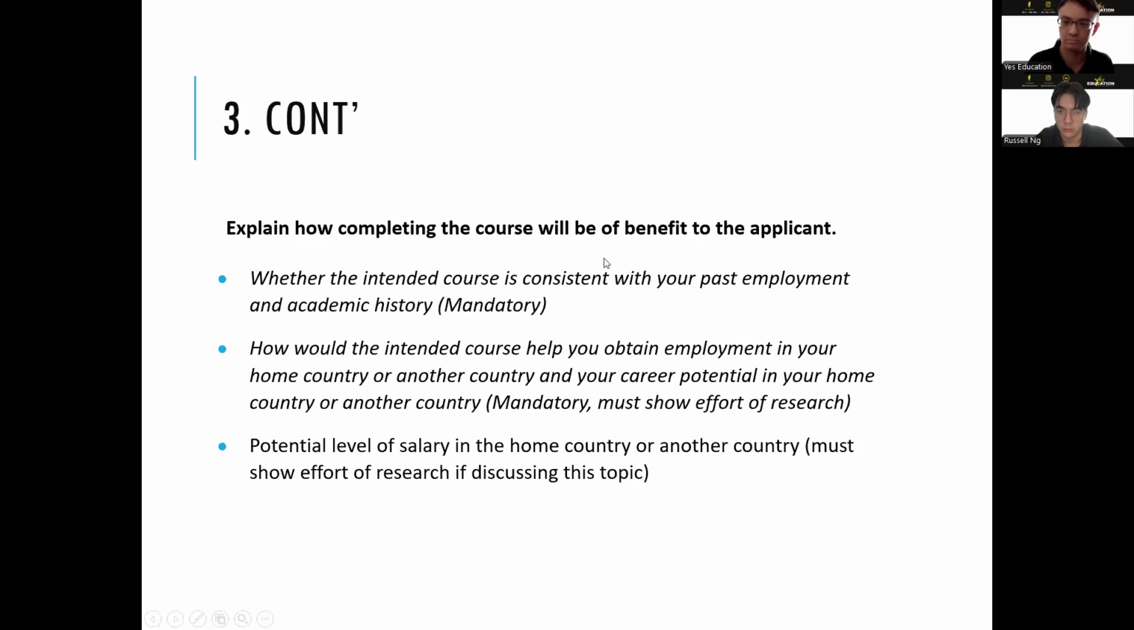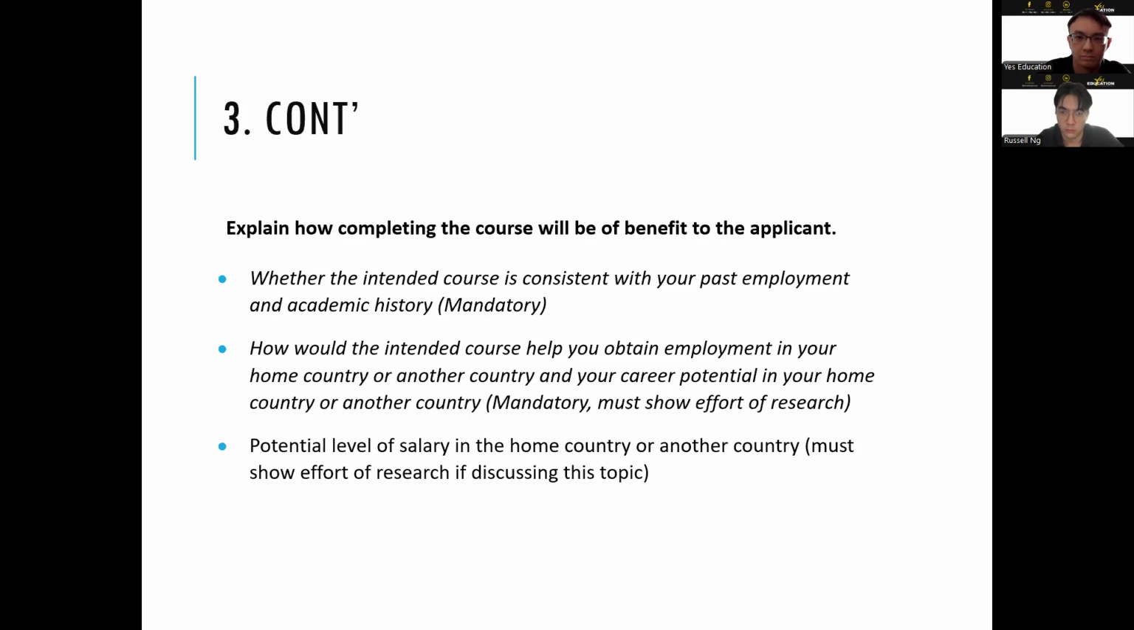The next question is how completing the course will benefit the applicant. So you need to make several statements here. You need to talk about whether the intended course is consistent with your past employment and academic history. If it is, it's good. You give the details of your past employment history and academic history, telling the visa officer what part of your past employment or past study is connected to your new course.